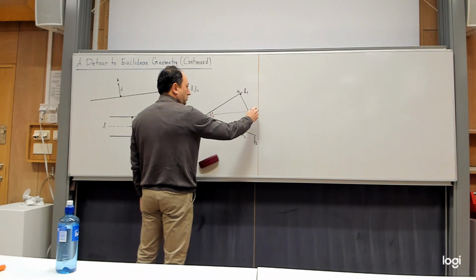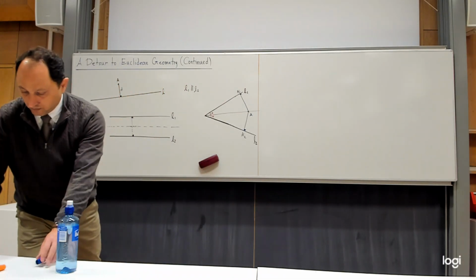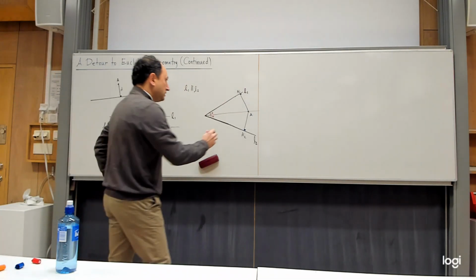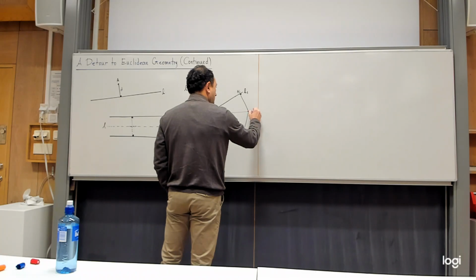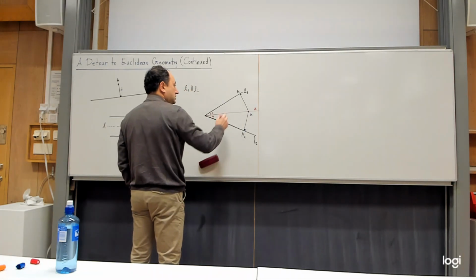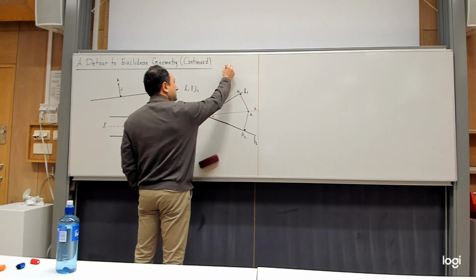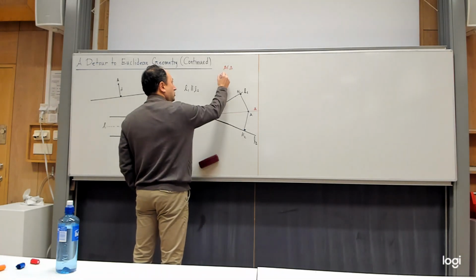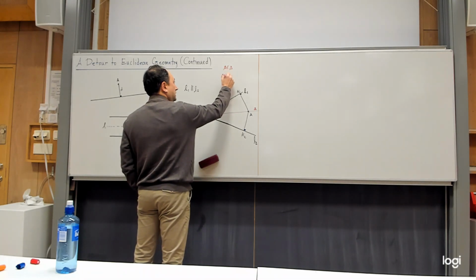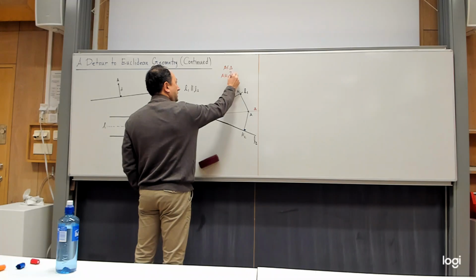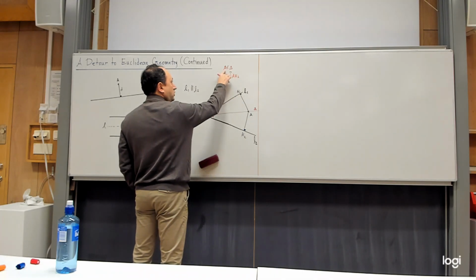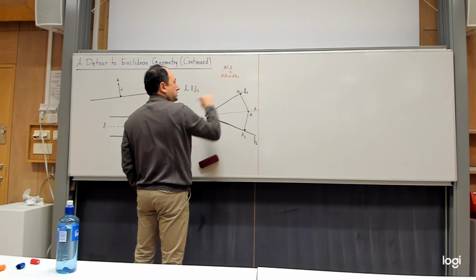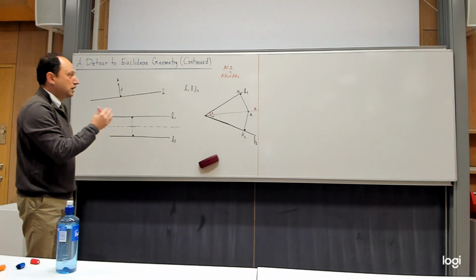And let me call this delta. Usually I just use this letter delta. So I know that A belongs to delta. I want to show that AH1 is equal to AH2. Here the premise is this one, the conclusion is this one. Okay, so why are they equal?